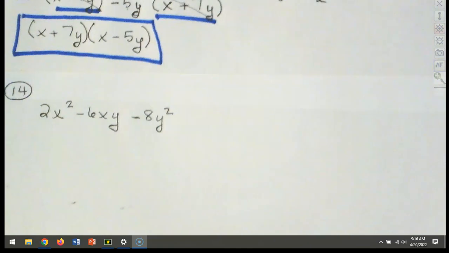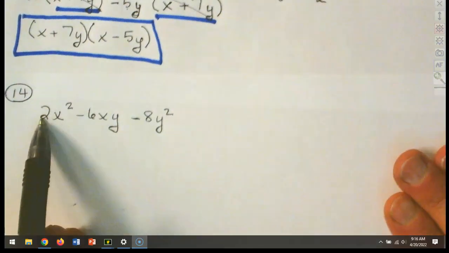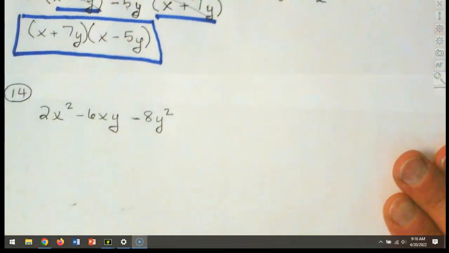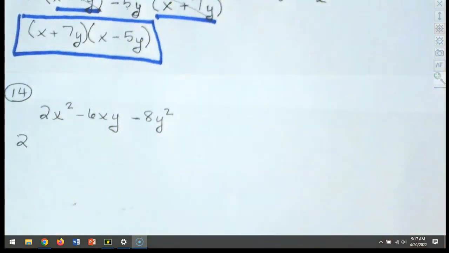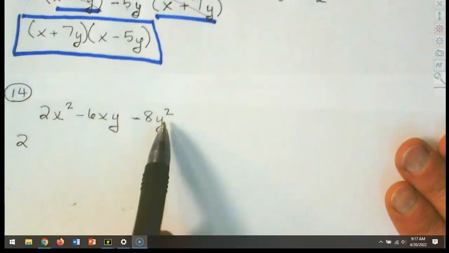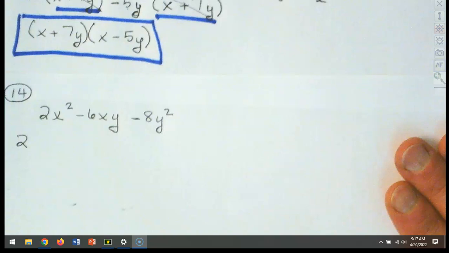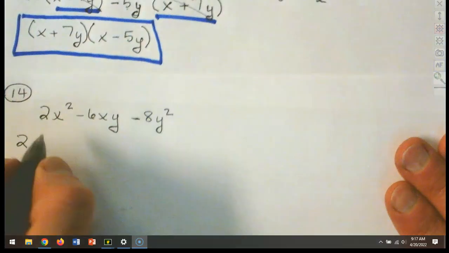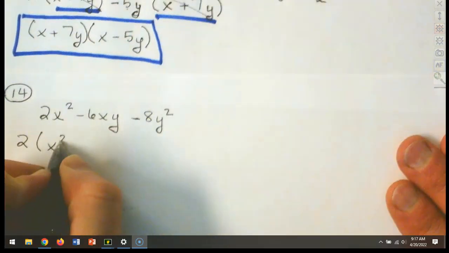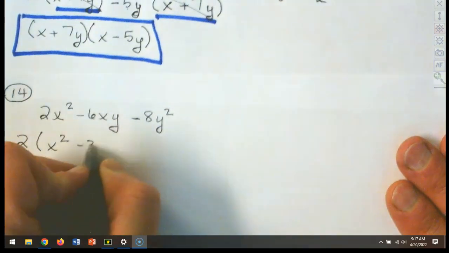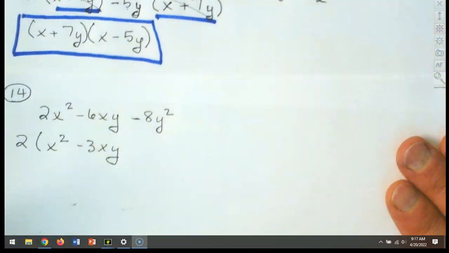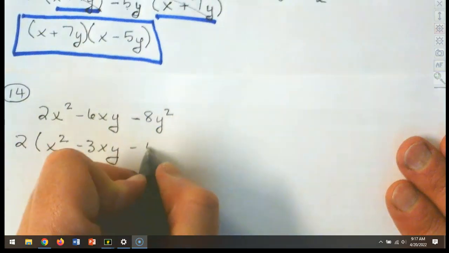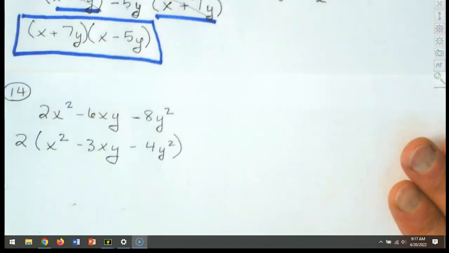First thing we do is we look at all the numbers and all the variables and see if something can come out. 2, 6, and an 8, right? So we know a 2 comes out. You have to take out your greatest common factor first. So a 2 is going to come out. I can't take out an x because that one doesn't have one. So the only thing that can come out is a 2. So that leaves you then with an x squared, a minus 3xy, and a minus 4y squared.